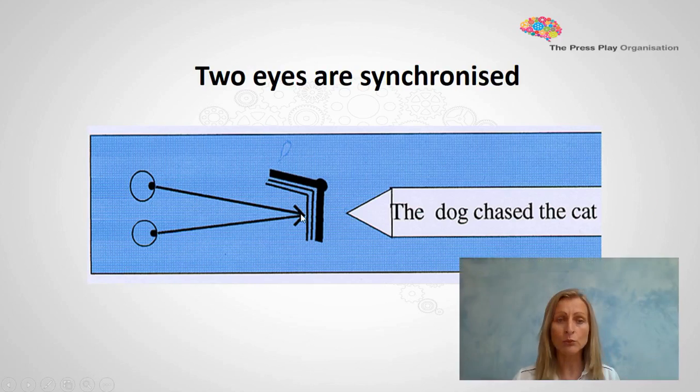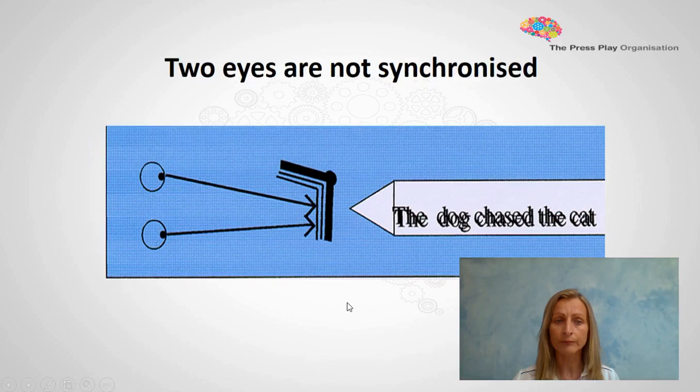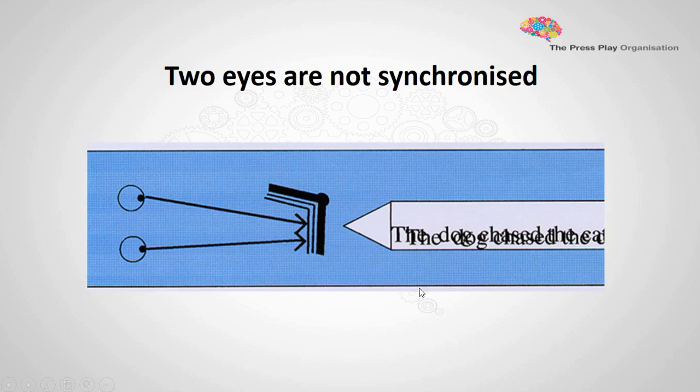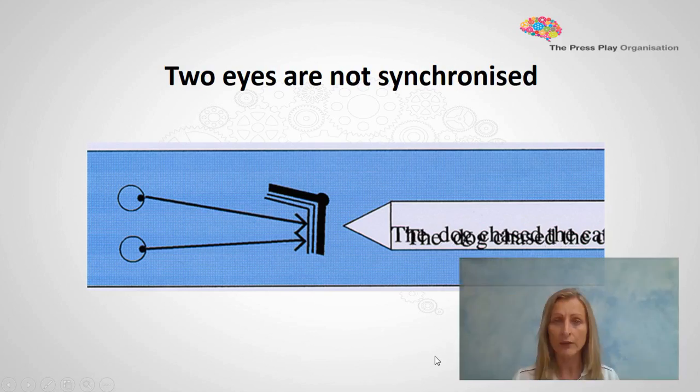So here we can see really good convergence. The two eyes are very well coordinated and the words are clear. Here we have the two eyes hitting off different points and the words start to be a little bit confused and mixed up. And in more extreme cases, you can see this type. And that's what many people with dyslexia will report while they're reading. Therefore, the reading can be slow and hesitant and very much not fluent.